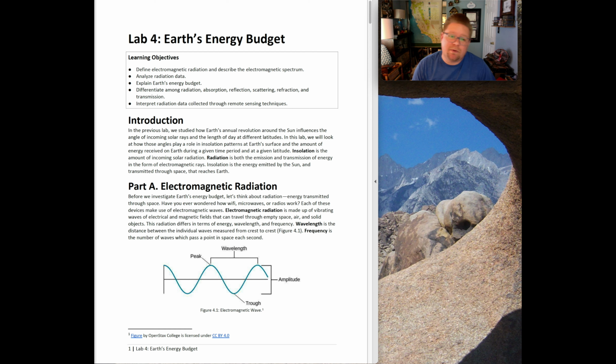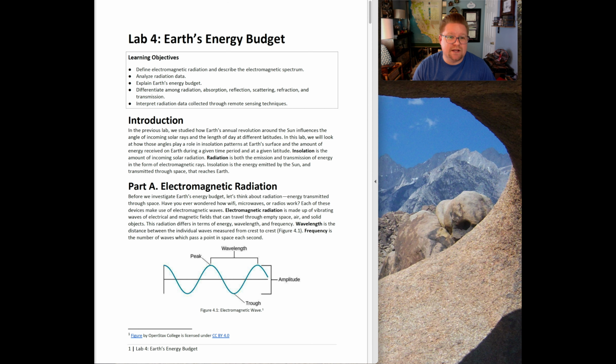So let's move on to Part A, electromagnetic radiation. Now, before we investigate Earth's energy budget, let's think about radiation, energy transmitted through space. Have you ever wondered how Wi-Fi, microwaves, or radios work? Well, each of these devices makes use of electromagnetic waves. In the diagram below, Figure 4.1, we can see a wave. We can observe the peak, the trough, the wavelength, and the amplitude. And we'll talk a little bit more about why those words are important to understand.